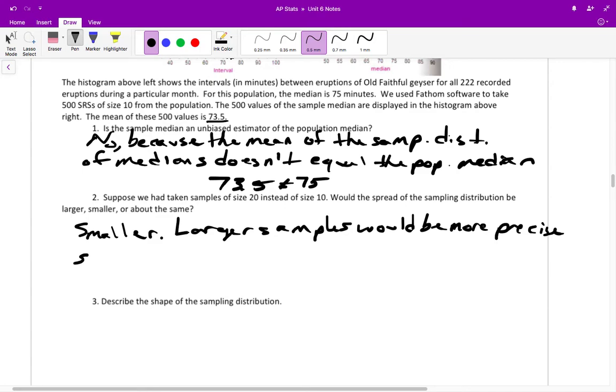So, smaller would in turn make the spread larger.